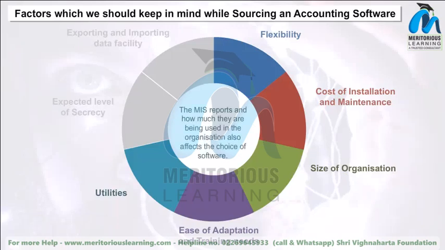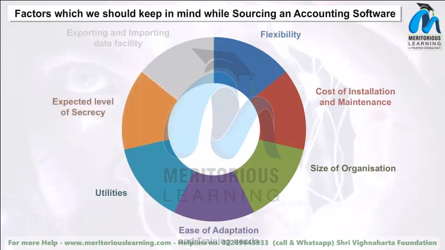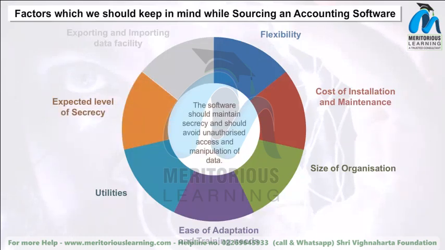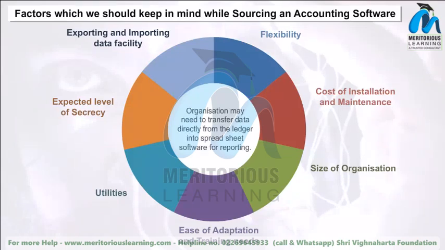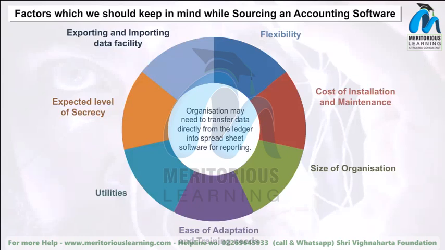Utilities. The MIS reports and how much they are being used in the organization also affects the choice of software. Expected level of secrecy. The software should maintain secrecy and should avoid unauthorized access and manipulation of data. Exporting and importing data facility. An organization may need to transfer data directly from the ledger into spreadsheet software for reporting. The software should allow such transfer of data. It should have the importing and exporting facility.